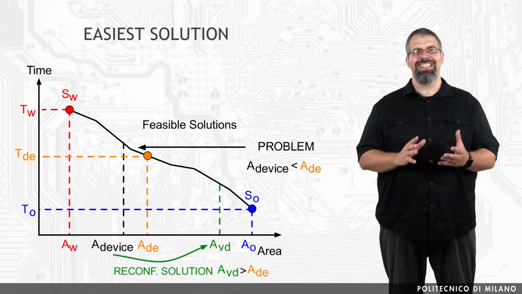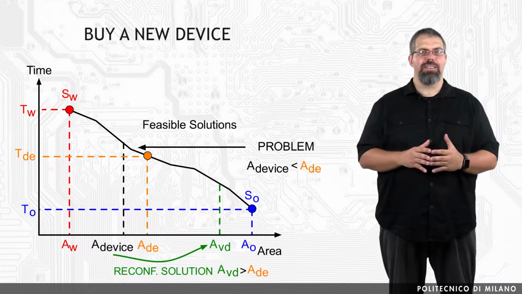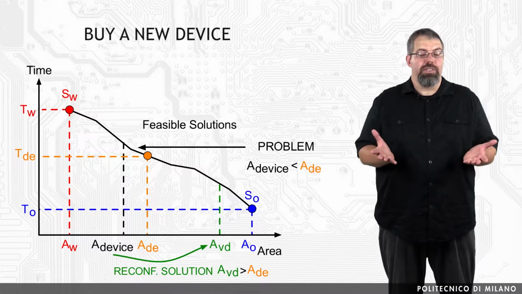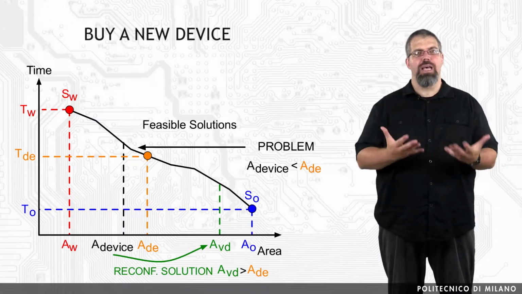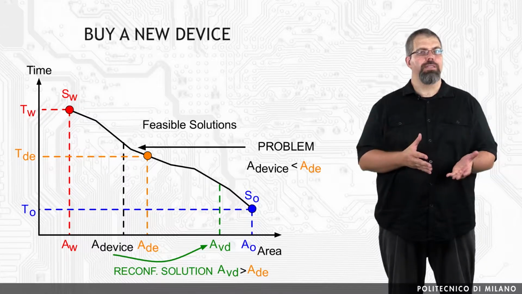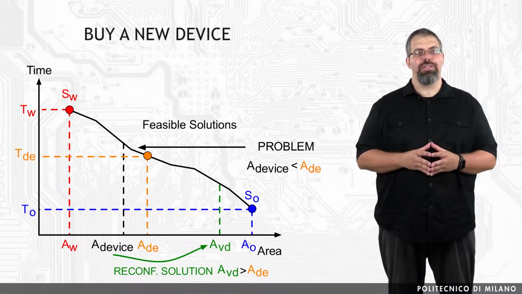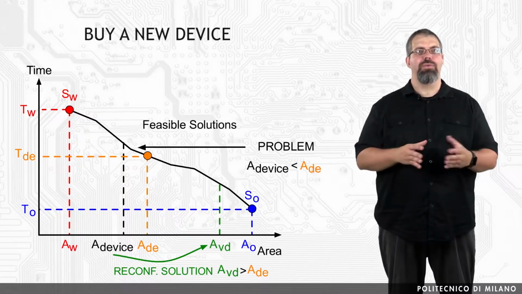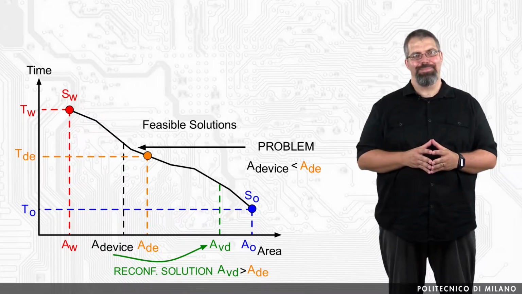At this point, the easiest solution is obviously the one where we are going to buy a new device that is going to guarantee us the necessary amount of resources. This is totally reasonable. But what if we are going in the dynamic context in which we need to adapt our system quite often to new requirements, to support new standards, or, as also already mentioned, to the addition of new features? We cannot continue to buy new devices. We cannot continue to adapt all the system we have already deployed. This is not going to scale and it won't be sustainable.